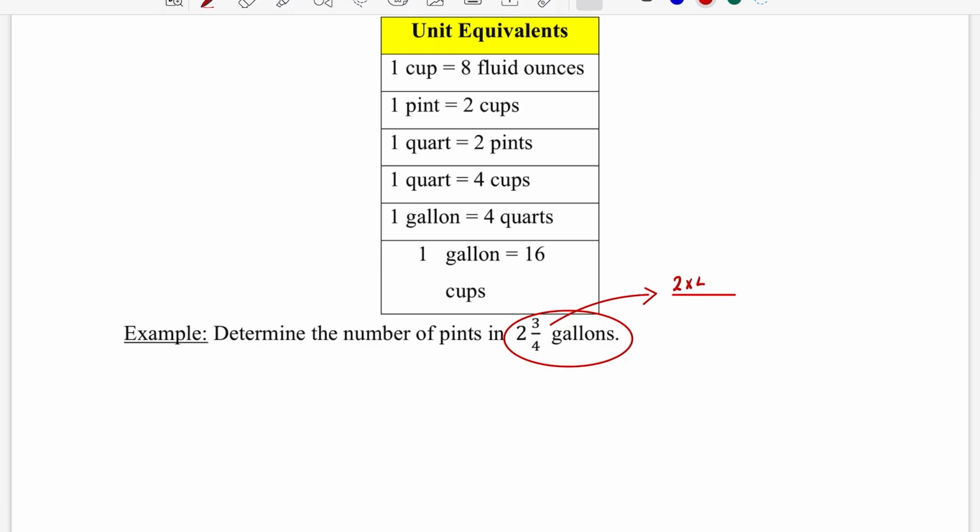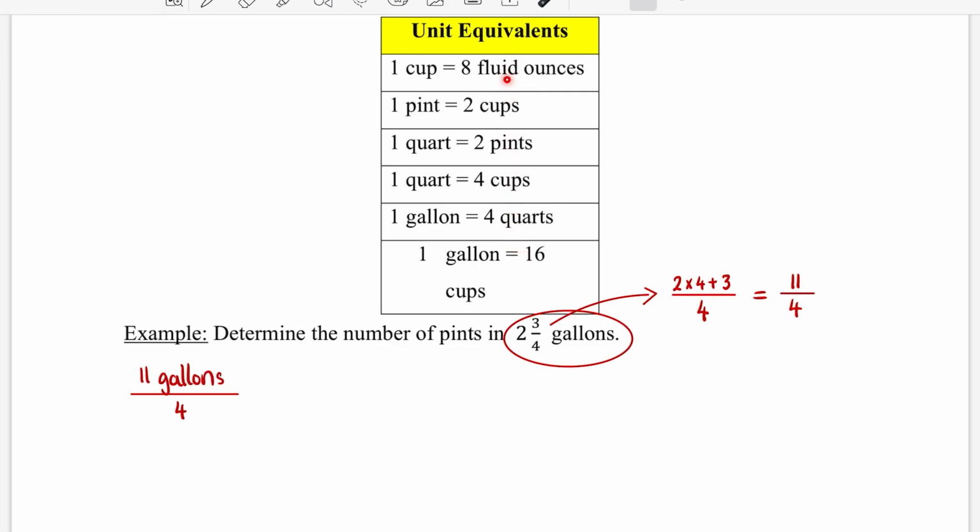2 times 4 plus 3. And the denominator stays the same, which is 4. So 2 times 4 is 8 plus 3 is 11 over 4. So instead of 2 3/4, I will use 11 over 4. 11 over 4 gallons is equivalent to 11 gallons over 4. And from here, we want to convert that into pints.